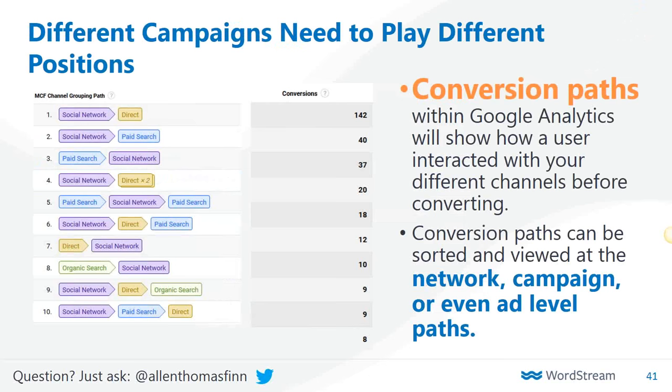Google Analytics, again, to return to GA, is a place where we can determine which sources, which actions, which ads are assist getters versus point scorers. Here we have a conversion path report within Google Analytics, which will show you how users interact with different channels before they convert. And conversion paths can be sorted or viewed at the network, campaign, or even ad level.